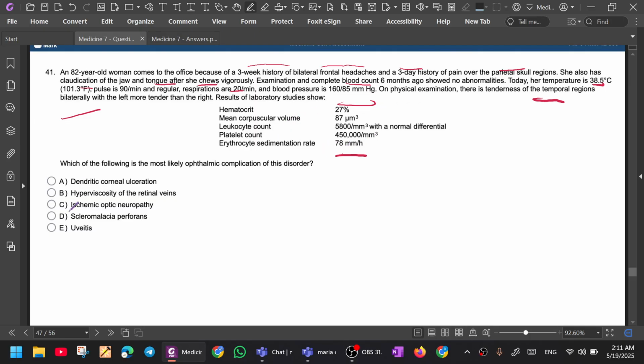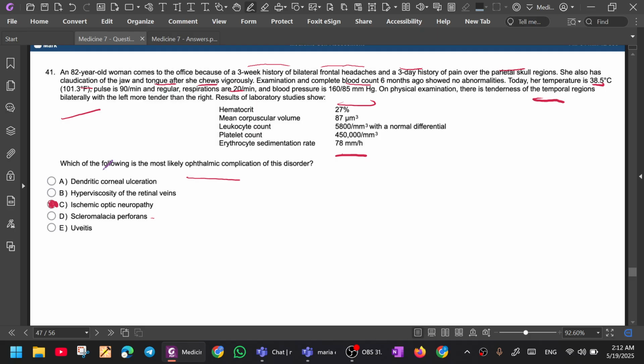MCV normal. Leukocyte count normal. Platelet count, I guess is high. Erythrocyte sedimentation rate is high. Which of the following is the most likely ophthalmic complication of this disorder? Like hematocrit is low, right? Hematocrit, yeah, it's low.